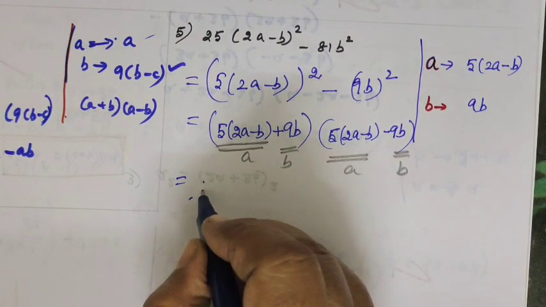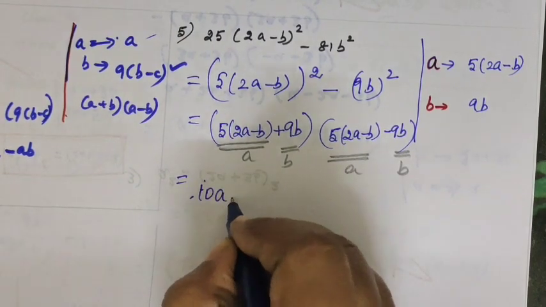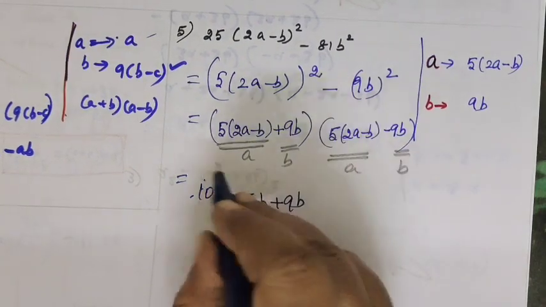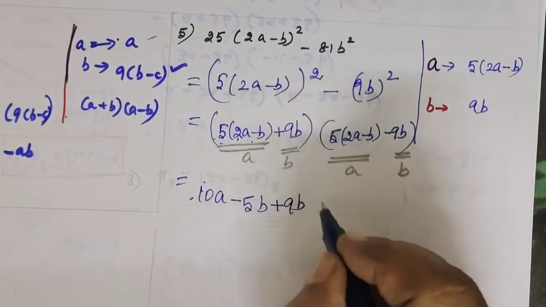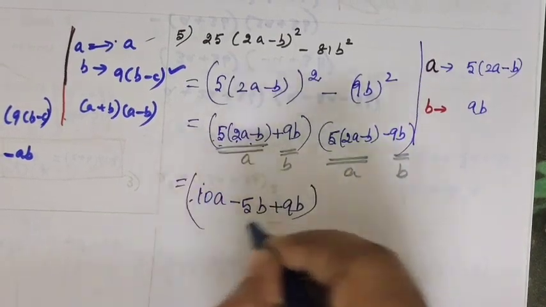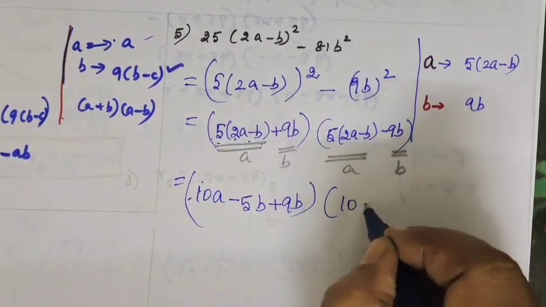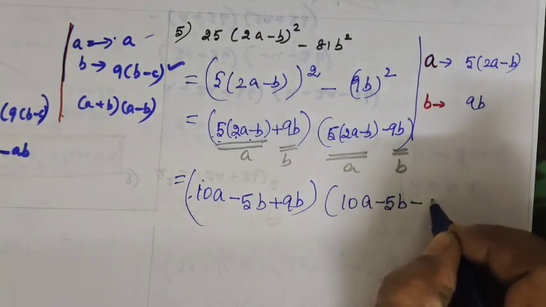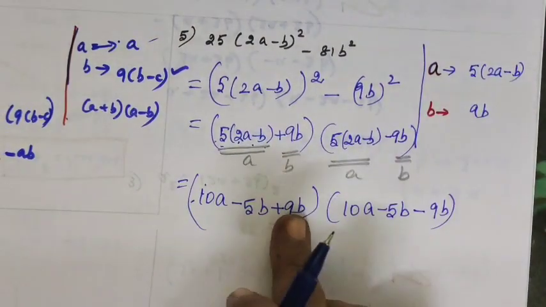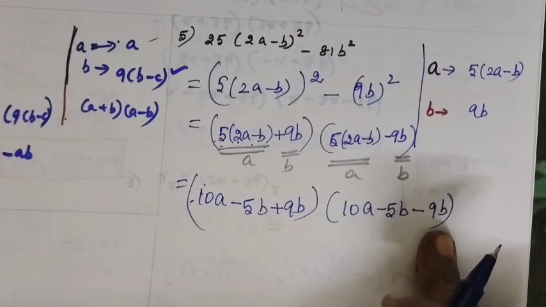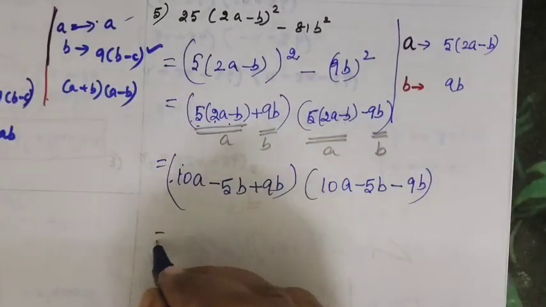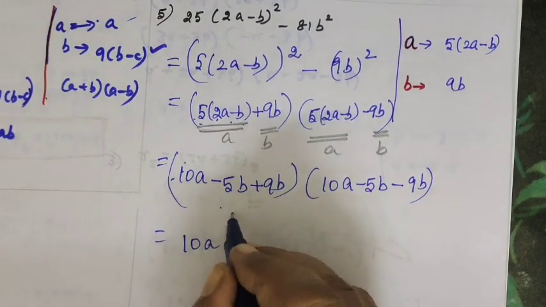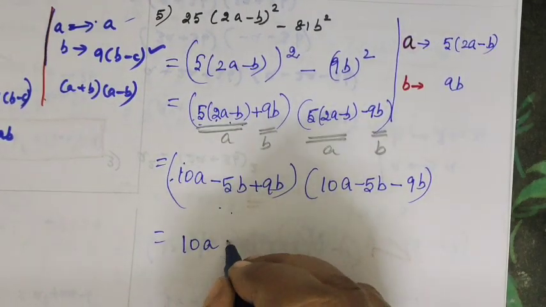So take 5 inside, 10a minus 5b plus 9b, bracket, 10a minus 5b minus 9b. Here plus 9b, here minus 9b. That is only the difference. So equal to 10a minus 5b plus 9b plus 4b.